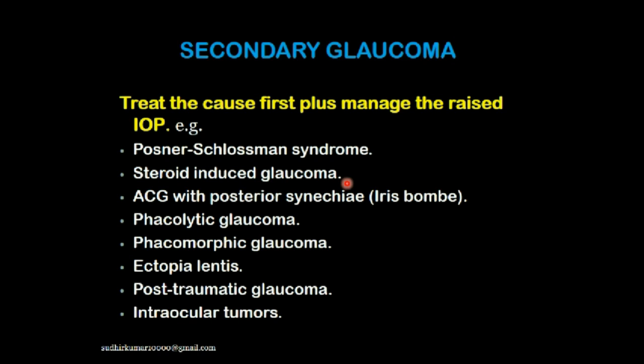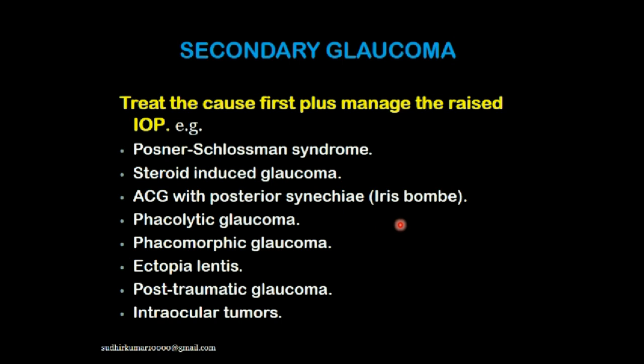And there is anterior angle closure glaucoma with posterior synechia, that is iris bombe. In this, due to uveitis, the iris pupil margin and iris get stuck to the lens, and this causes angle closure glaucoma. So treatment of uveitis should be given, and pupils should be dilated with atropine, and this will relieve this posterior synechia, and the glaucoma will be controlled. And for the time being, you can add anti-glaucoma medications.